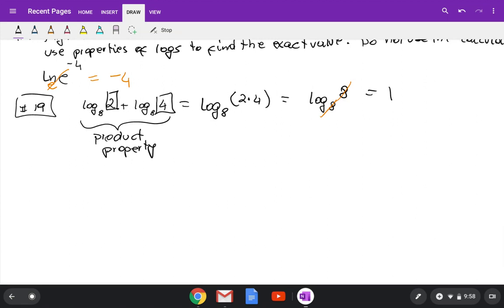Let's do number 23 from the same page. Actually, I will go back to 23 when I teach you how to change the base of a log, so we're not ready for 23 yet. We're going to do number 22. We have log of base 8 of 16 minus log of base 8 of 2. I see a difference, which means the difference will be converted to a quotient. This is the quotient property.